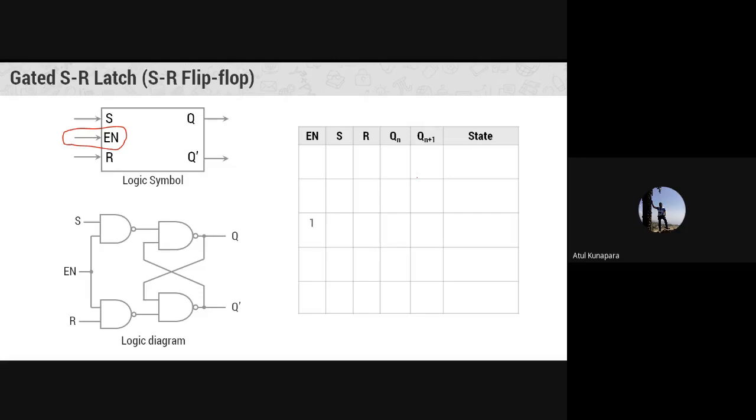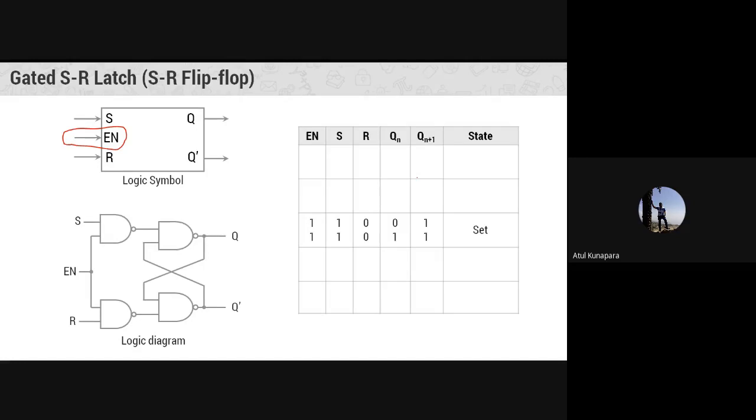Now look here. When the enable input is 1, if S equals 1 and R equals 0, the outputs of NAND gates number 1 and 2 will be 0 and 1. What this will do is make your output set, meaning Qn+1 is going to be 1. If it was earlier 1, then it will be kept as 1, so it will give you the set condition.